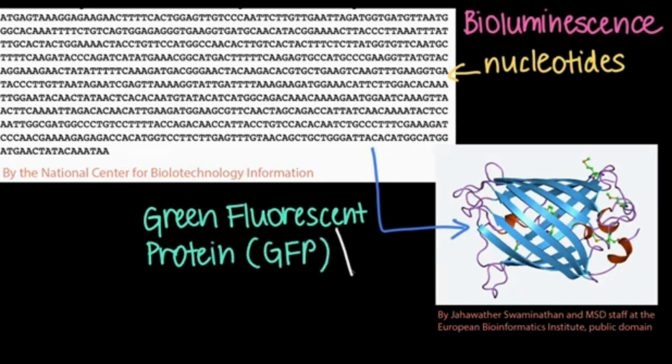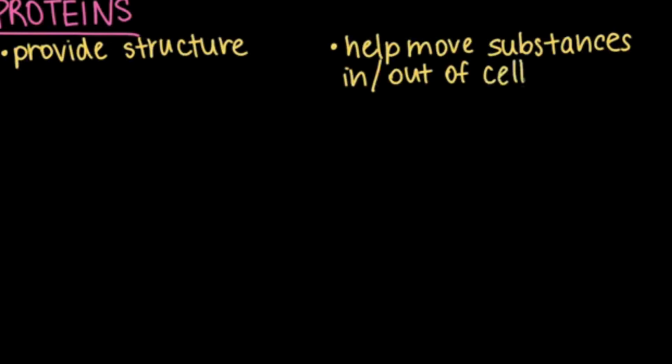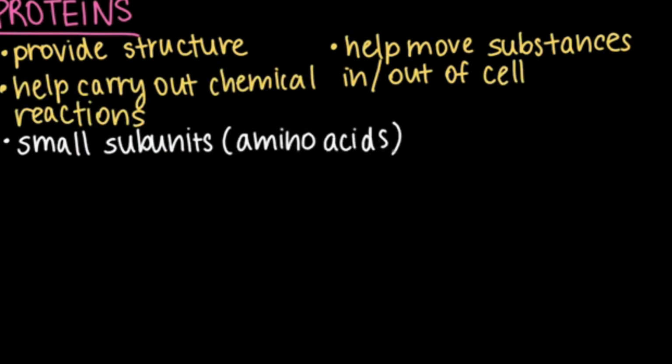Whenever you hear the word fluorescent, just think glowy. GFP is a glowy protein that can emit green light. And it's this presence of GFP in the jellyfish's cells that allows the jellyfish to bioluminesce. But proteins can do so much more than glow. There are thousands of tasks that different proteins carry out in order for cells to function. Some proteins help provide structure, some help move substances into and out of the cell, and others help carry out chemical reactions. All proteins are made up of subunits called amino acids, which are connected in a chain.